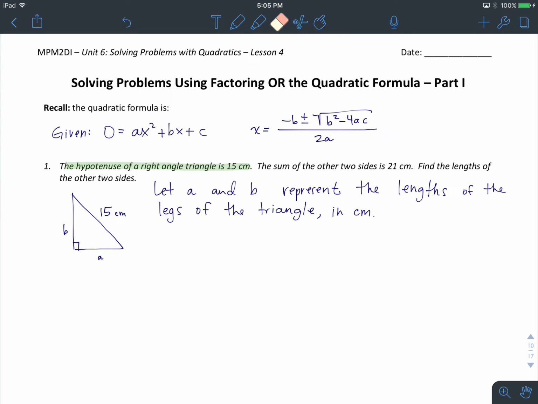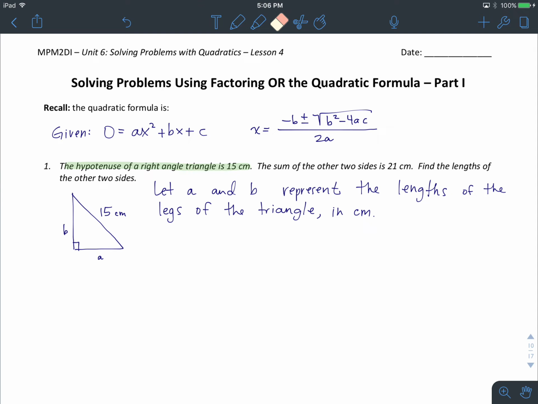Example 1. The hypotenuse of a right angled triangle is 15 centimeters. The sum of the other 2 sides is 21 centimeters. Find the lengths of the other 2 sides. Okay, so now would be a good time to hit pause and have a look at our let statements. This question is asking us to find the lengths of the other 2 sides of our triangle, which means that we're going to be looking for a and b, or x and y. I've chosen a and b here. So let a and b represent the lengths of the legs of the triangle in centimeters. That's our let statement. There we have just a little diagram for us.